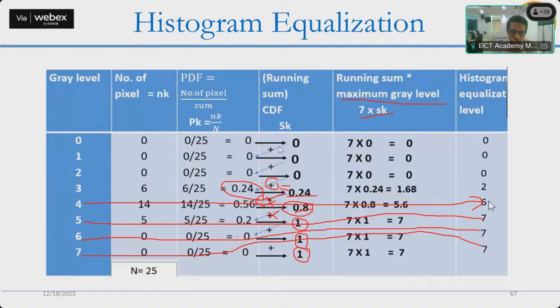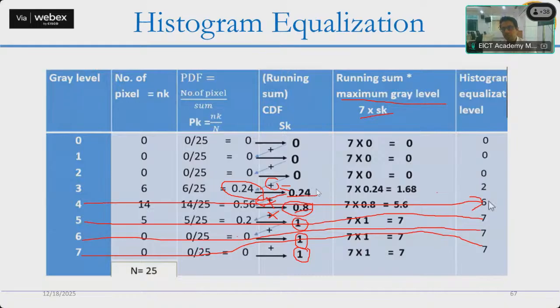The 0, then 0 plus 0, 0 plus 0. In the first case it is the same, 0.24 to 0.24. Thereafter, the CDF is cumulative. It keeps adding up the initial values, and it has become 0.24, 0.56, 0.8, 0.2111 in this way. But remember, this value cannot directly replace a gray level value. So definitely we need to do some more operations.